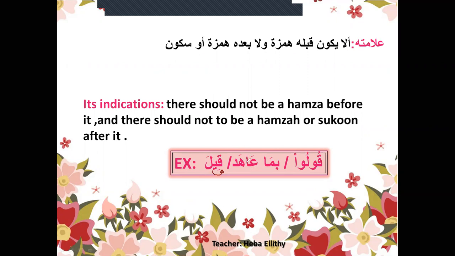Remember, this is ayn, and there is no second letter after. There is fatha here, so no second letter after. Then it's mad طبيعي. Here, same thing. If I look for this alif as a mad letter here, there is no hamza before it, and there is no hamza after, and there is no second letter here. So this is natural mad طبيعي.